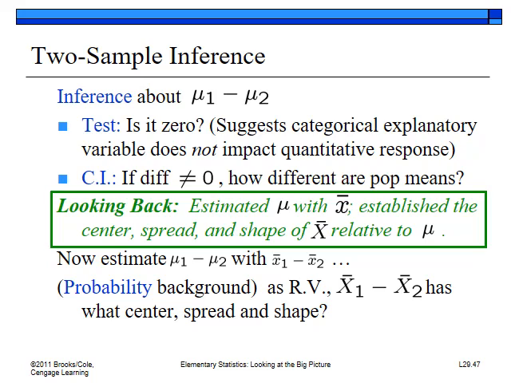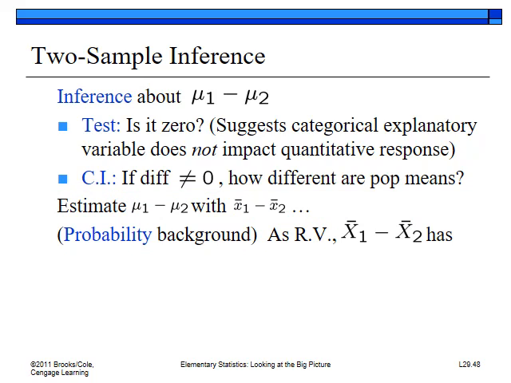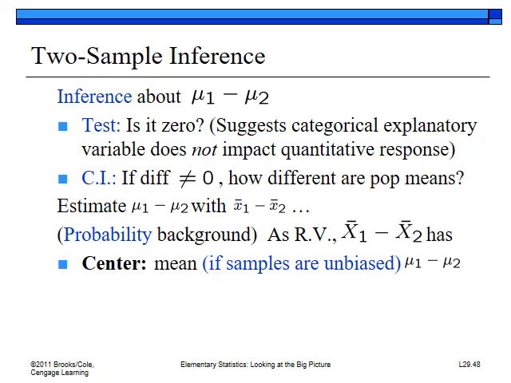The x1 bar is the random variable of all possible sample means from the first population, and x2 bar is the random variable that consists of all the possible sample means taken from the second population. What should that look like? Well, as a random variable, it should be centered at the mean from the population. If the samples are unbiased, that means the center should be at mu1 minus mu2.